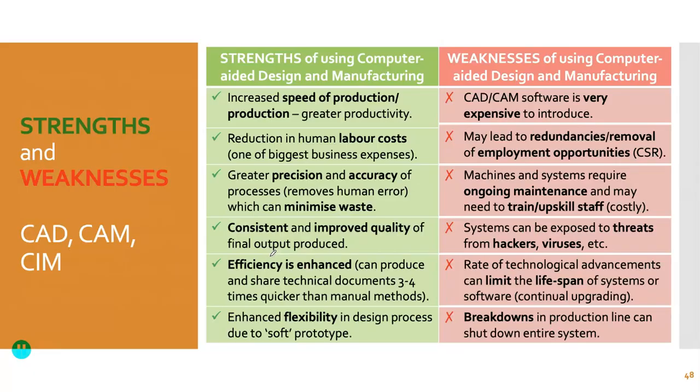Very similar to automated production line. Much greater speed of production and hence greater productivity. We reduce the labor costs because computers are doing this, not humans. The computers are more precise and accurate, and it allows a more consistent and improved quality of product. This means efficiency is enhanced because they can do things quicker.